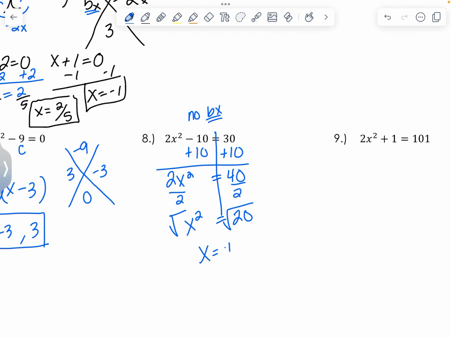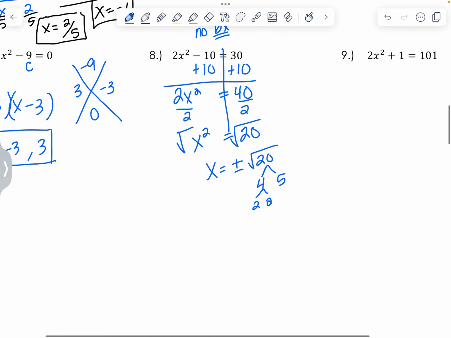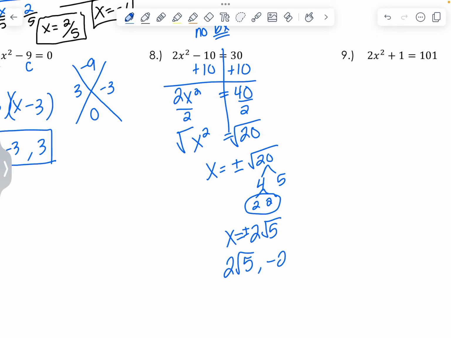And we would get plus or minus our two answers in the square root of 20, which we could write as a decimal. Or if we break it down in our factor tree, we can see we have a pair of 2's. So we could do 2 plus or minus 2 square roots of 5. Or positive 2 square roots of 5 and -2 square roots of 5.